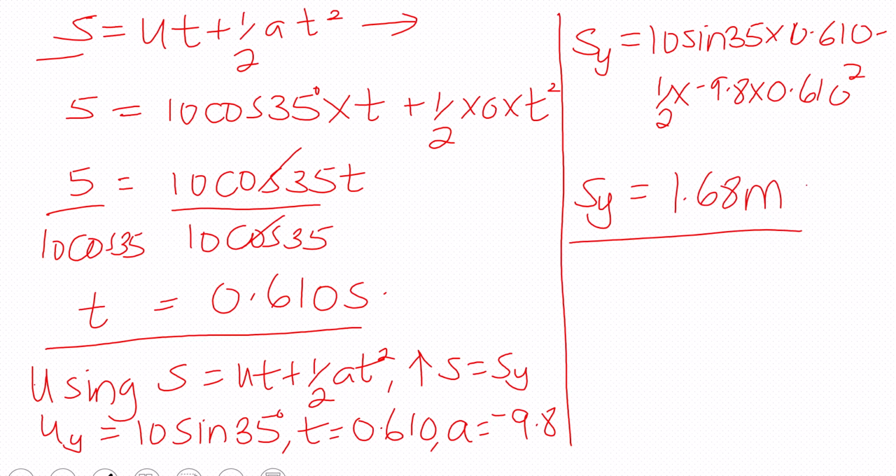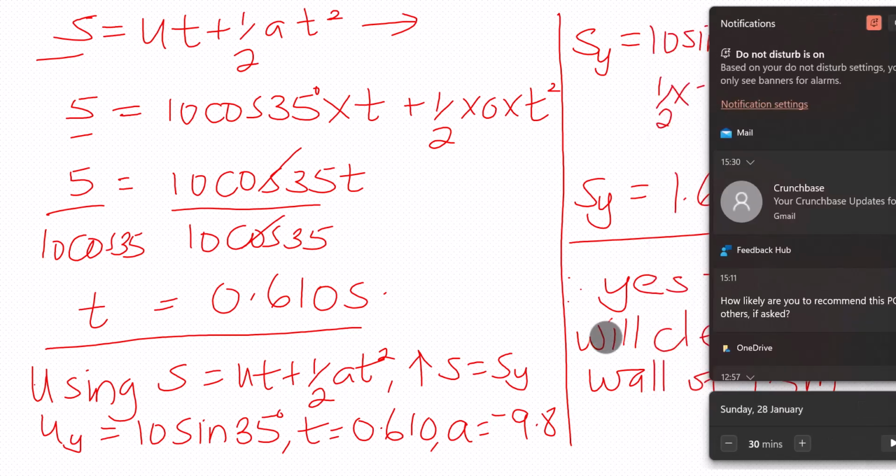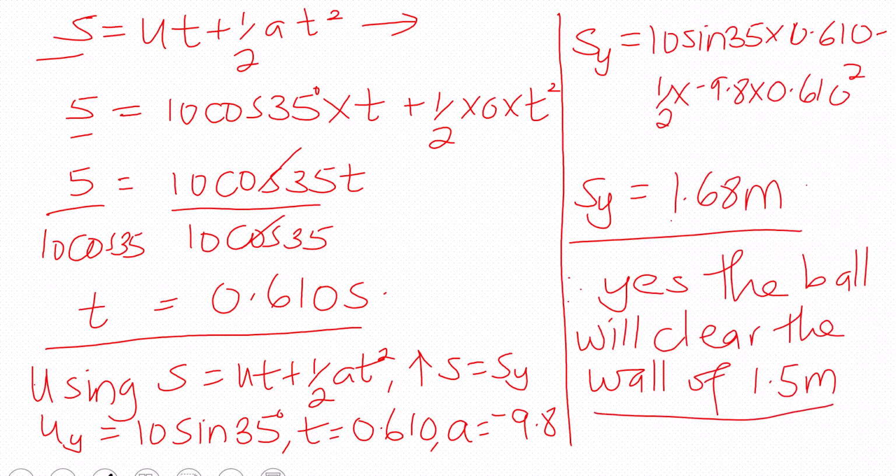So at time t equals 0.610, the particle will be at a vertical displacement of 1.68, and it will have covered 5 meters in the horizontal. Since the wall is 1.5, that means that yes, the ball will clear the wall of 1.5 meters. Since the particle will be at 1.68 and the wall is 1.5, then it is a yes.